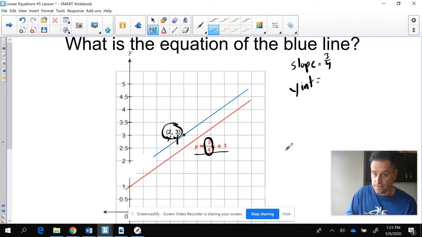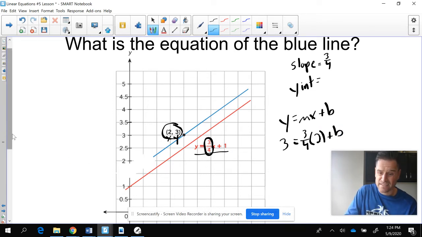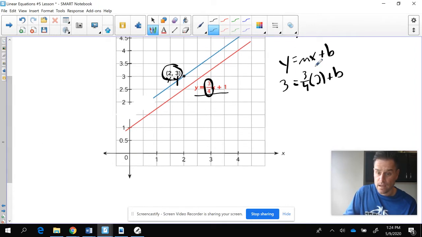Well, because of that, guys, if you remember that if we know that y equals mx plus b, then we can just start plugging this in. We know that y is 3. The slope is 3/4. I know x is 2. But I don't know my y-intercept. Let's get my head out of the way. Okay. Now, let's just solve it.